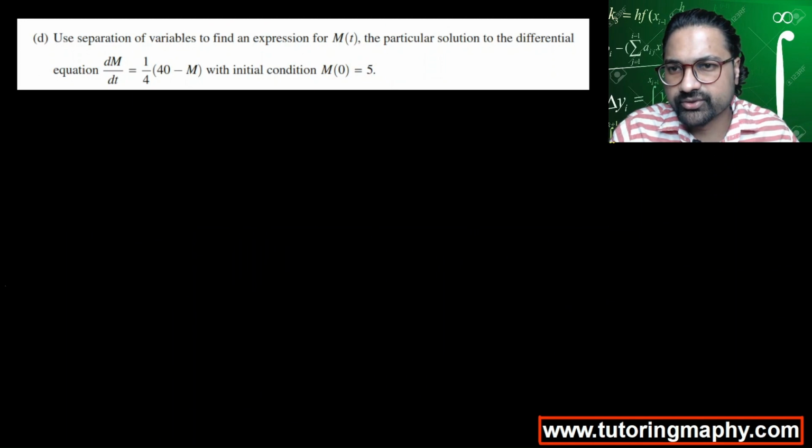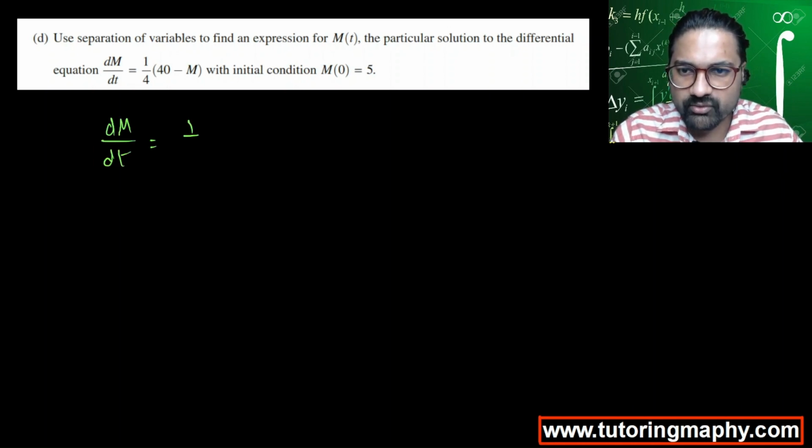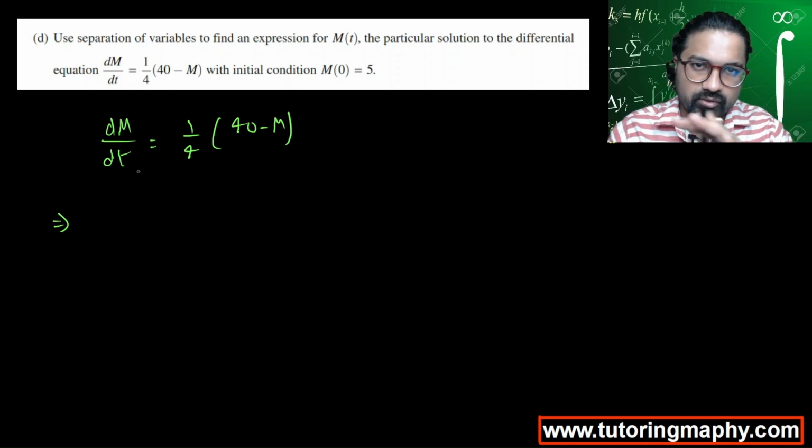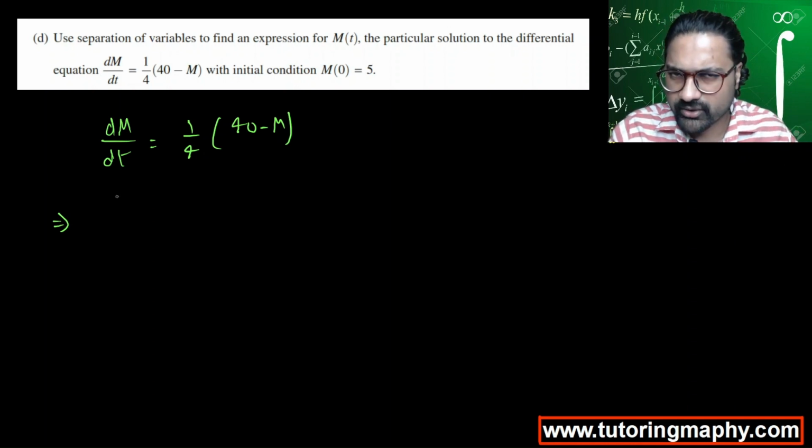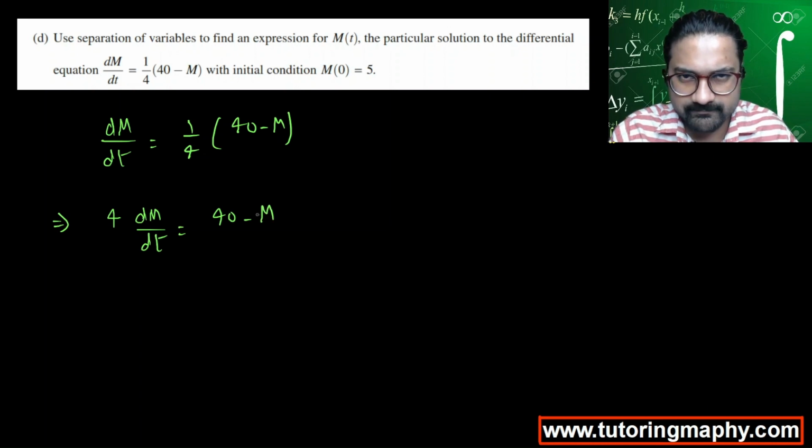So use the separation of variables to find the expression for m(t), the particular solution. This is just the solution of the differential equation, a pretty easy differential equation, just the separation of variables. So dm over dt is going to be 1 over 4 times 40 minus m. I'm going to rearrange this a little bit, bring all the family members of m on one side and t on the other side. I'm going to do that in steps so that you can follow. Multiplying 4 on both sides, so 4 dm over dt is going to look like 40 minus m. I'm going to multiply both sides with dt so that dt goes over on the other side.